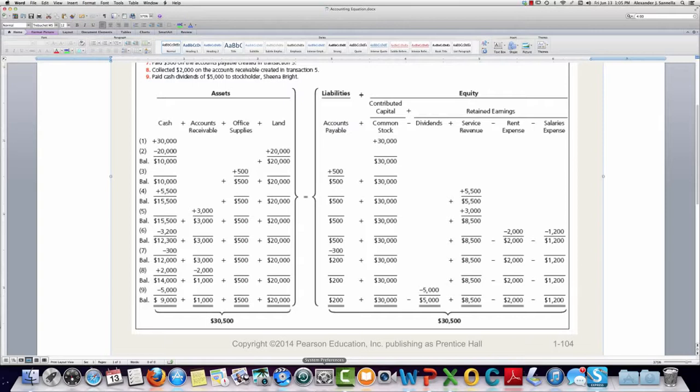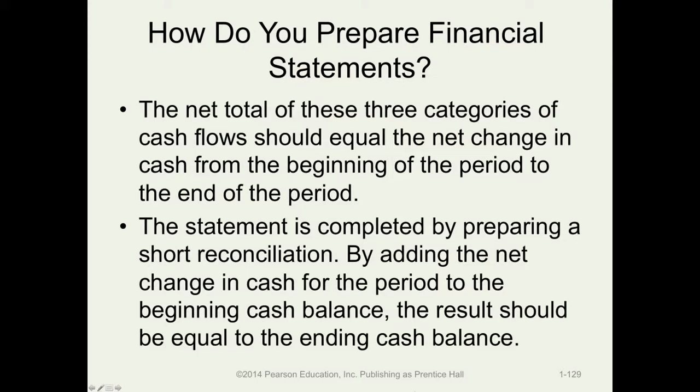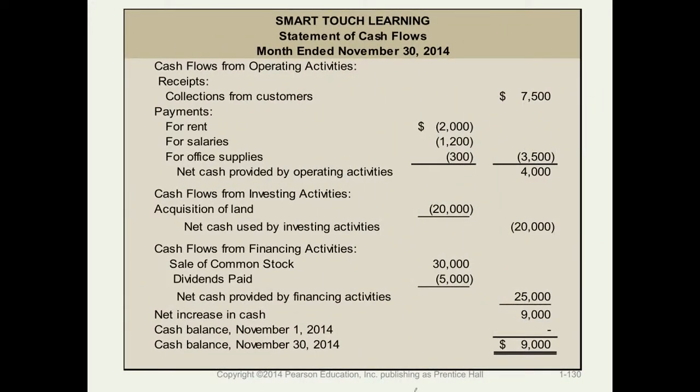They must also know their investments consisted of land. That's the only investing activity they made for the business. And their financing activities, they raised all their capital from equity and they paid dividends. So now, let's take a look at the statement of cash flows. And it's exactly as we said. We'll get to the numbers in a second.